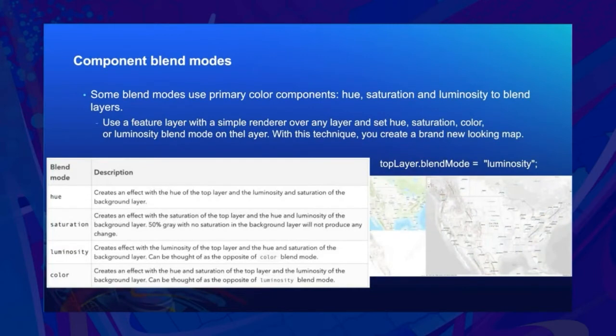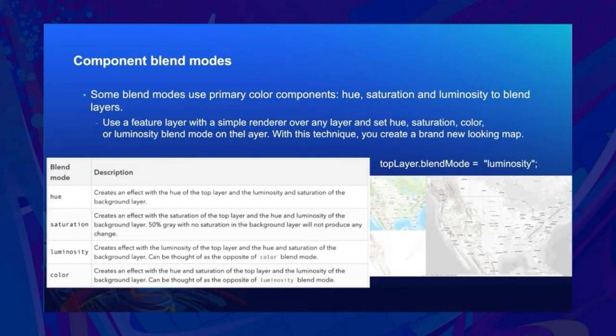Component blend modes use the primary color components, which are hue, saturation, and luminosity, to blend top and background layers. Okay? So hue blend mode creates an effect with the hue of the top layer and the luminosity and saturation of the background layer.